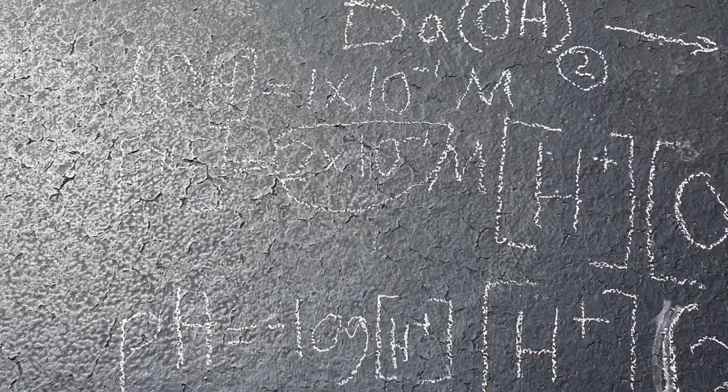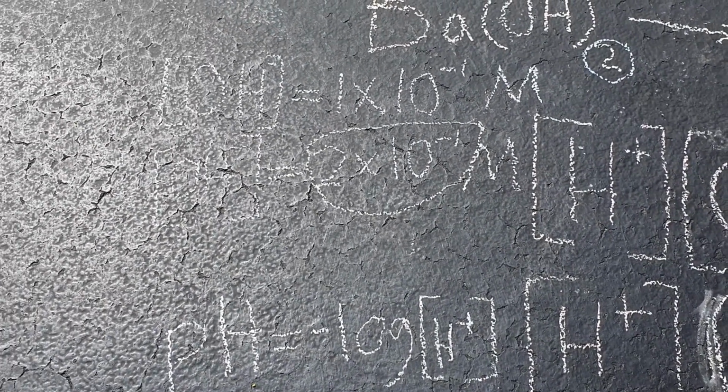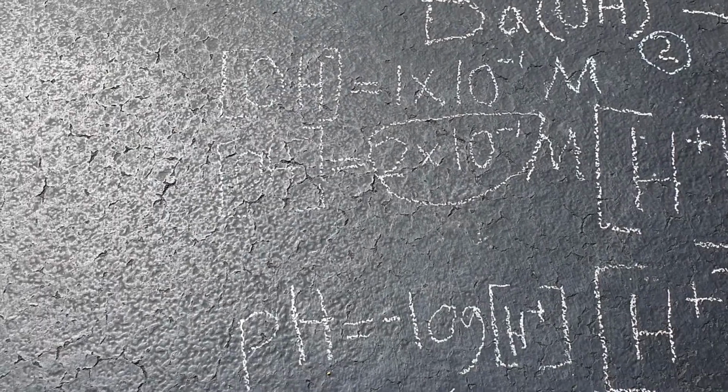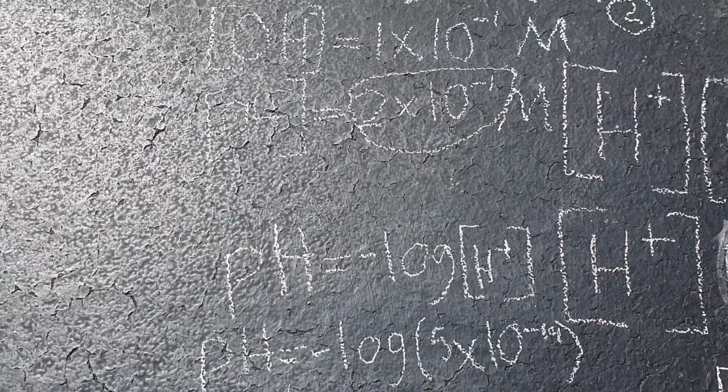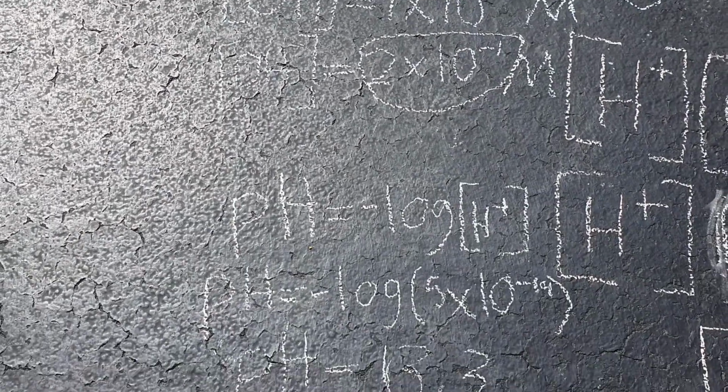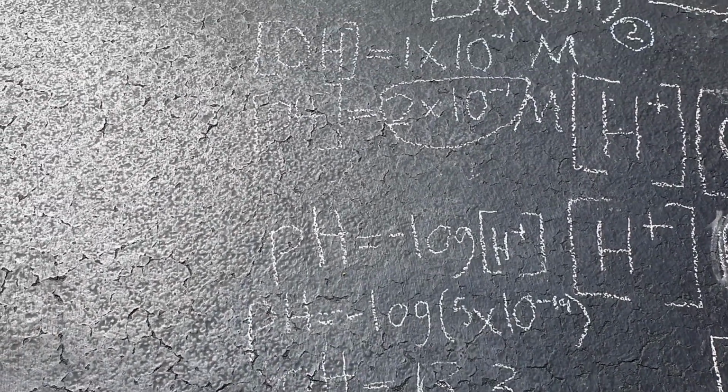pH equals the negative log of the concentration of the hydrogen ion. So, using the number that we just got, 5 times 10 to the negative 14, we take the negative log of that, and we can find that it's 13.3.